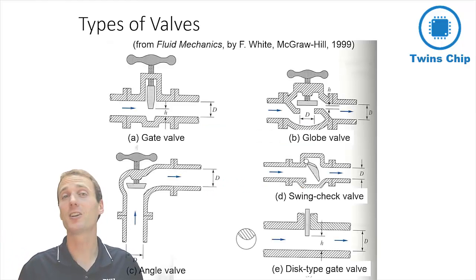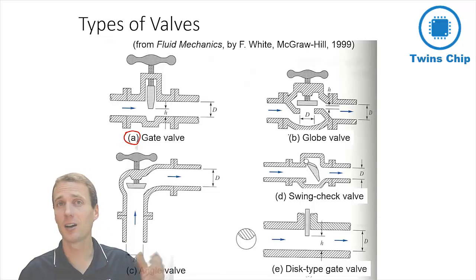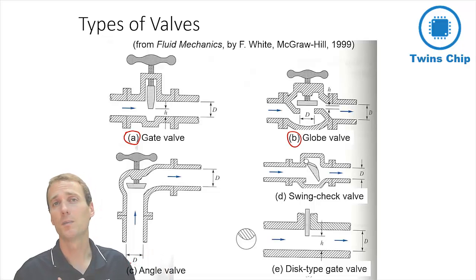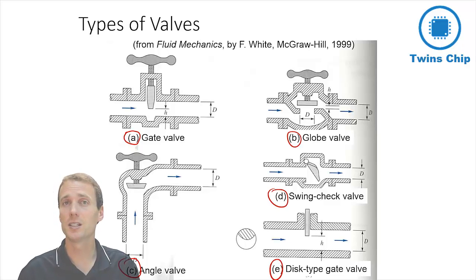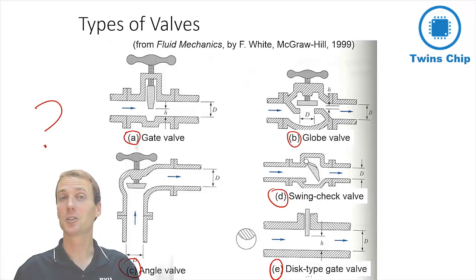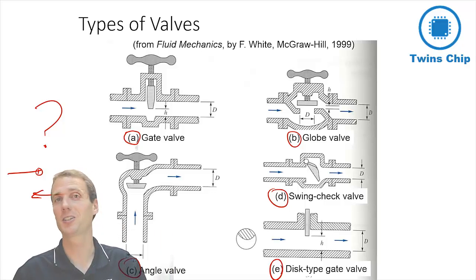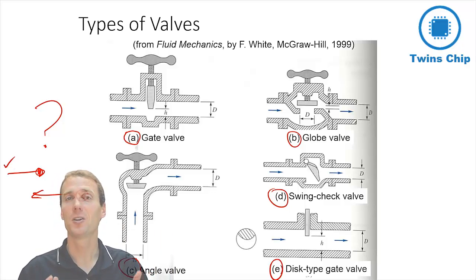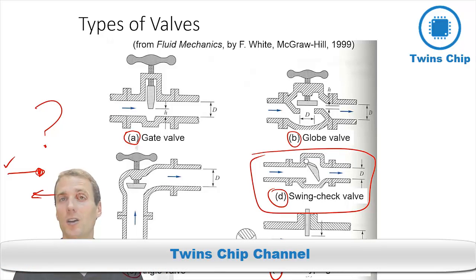Now, there are many different types of valves. For example, you can have a gate valve, a globe valve, an angle valve, a swing check, and also a disc type. So of all these valves, which one do you think would be a good choice for preventing flow from going one direction, but allow it to go another direction? Just looking at these different valves, we can see that a check valve, for example, would allow flow to go in one direction, but would close off as the flow tried to go the other direction.